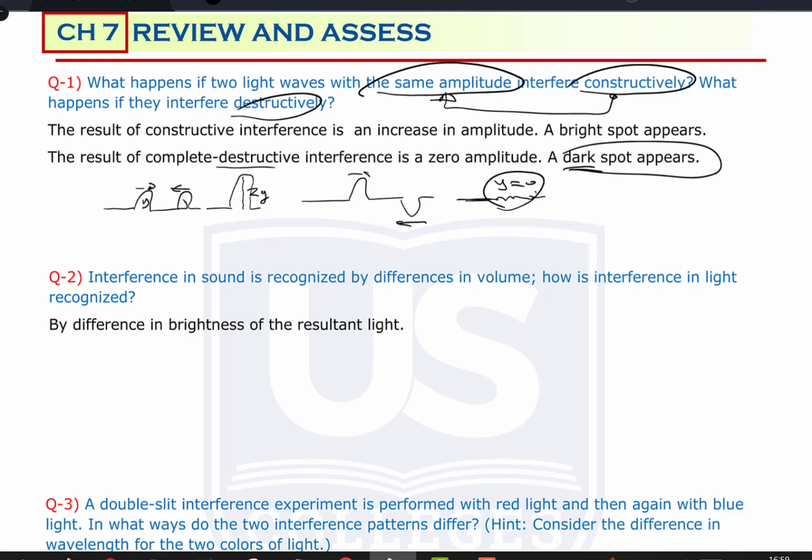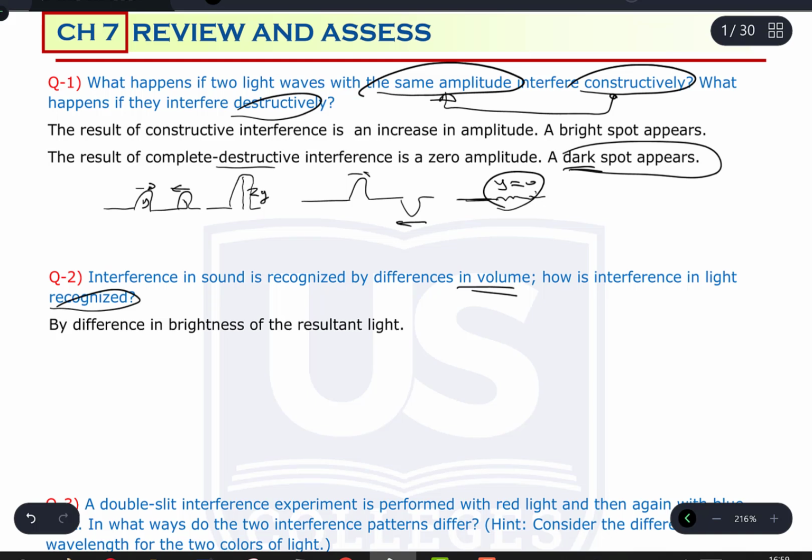Question number 2. Interference in sound is recognized by difference in volume. If amplitude is greater, of course, power is greater, and the power of the sound determines the volume. How is the interference in light recognized? It's about the brightness.